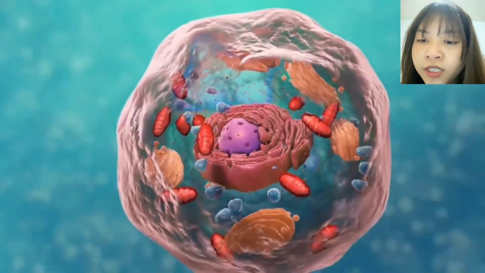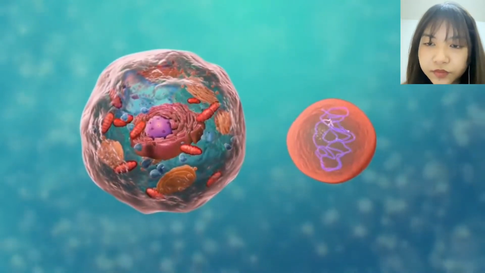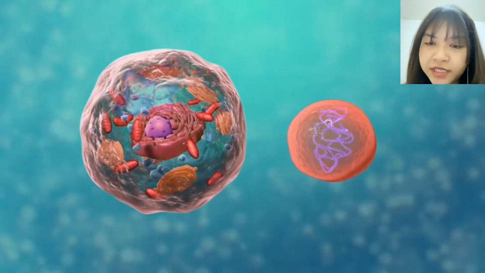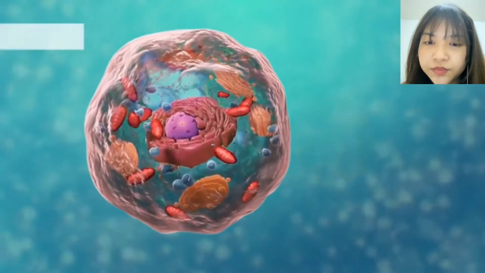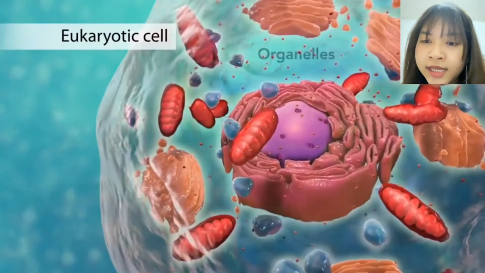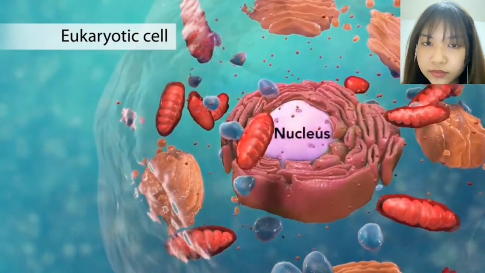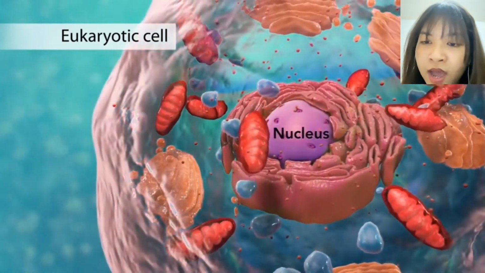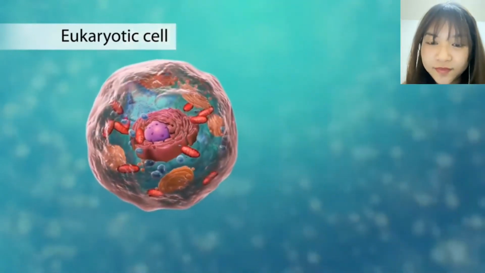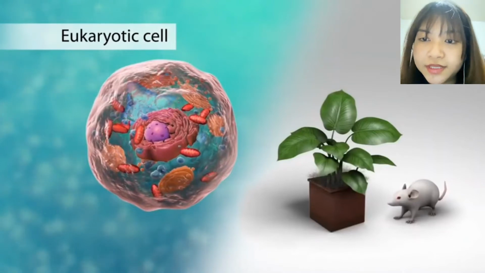There are two broad categories of cells. The first category is eukaryote cells. They have organelles, which include the nucleus and other special parts. Eukaryote cells are more advanced, complex cells, such as those found in plants and animals.